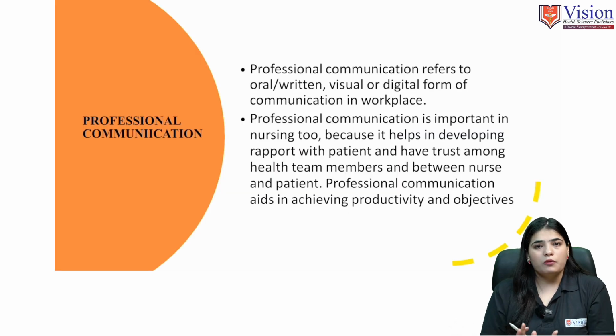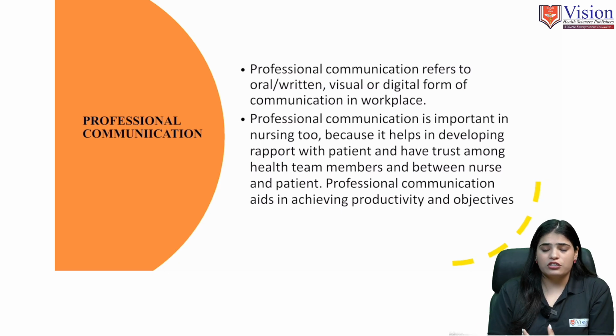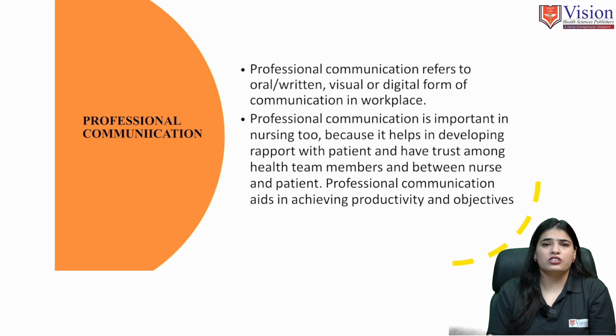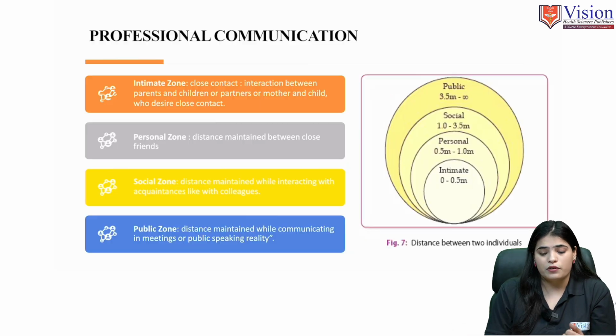So students, next is professional communication. Professional communication is whatever kind of communication we do in our organization. It can be in oral form, it can be in written form, it can be in visual or digital form, but it's done in some organization or in some professional organizations. Like, what is professional communication? It is the distance between two individuals, different zones of communication. And let's discuss what are these zones of communication.